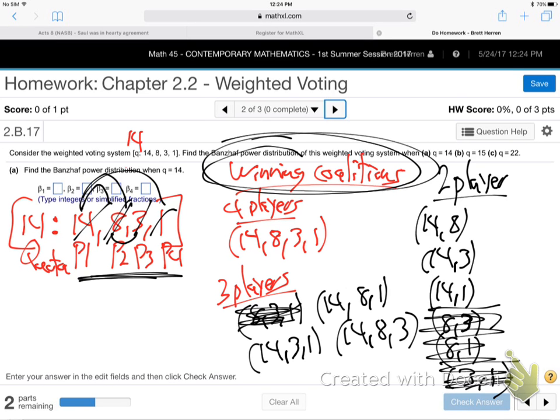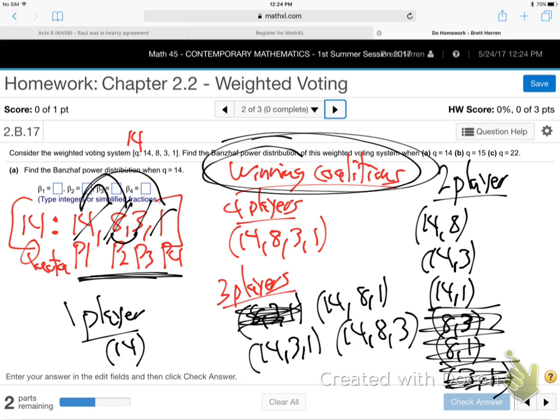Good? So I've got all the winning teams. Well, actually, technically, there is a 1-player winning team also. Just 14. Yeah. Because he's a dictator. That's not usual. Anyway, so there's all the winning teams, including 14 alone. Those are all the winning teams.